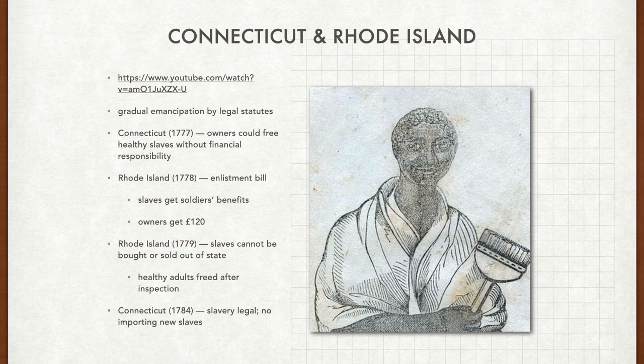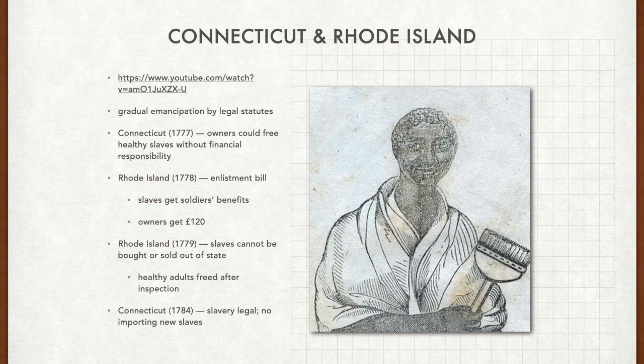Rhode Island also passed a bill that allowed for gradual emancipation. Also in 1784, Connecticut consolidated earlier slave codes, keeping slavery legal, but putting a penalty on importing slaves into the state and instituting gradual emancipation. So again, if you don't bring in new slaves, you slowly get rid of slavery, but you still get to keep your slaves ultimately.